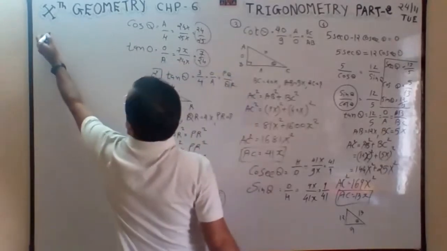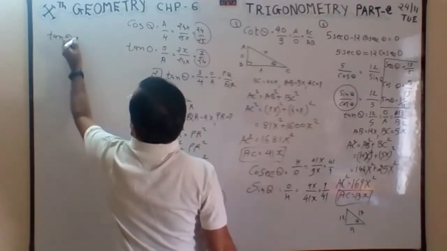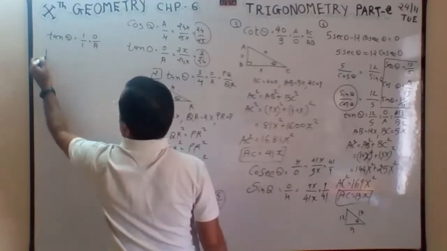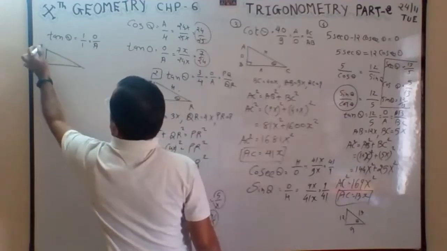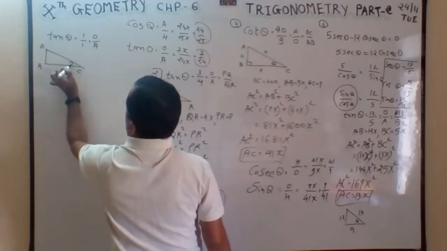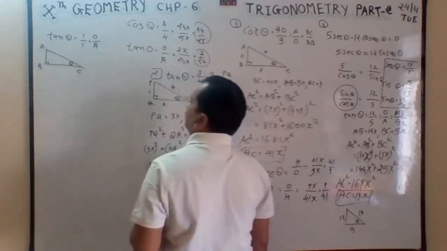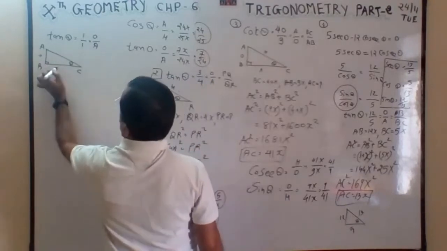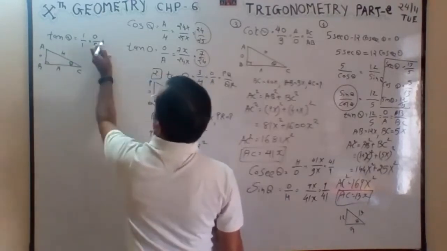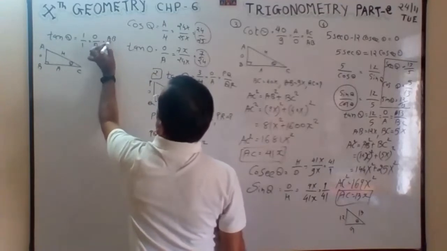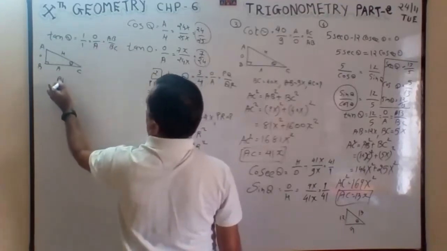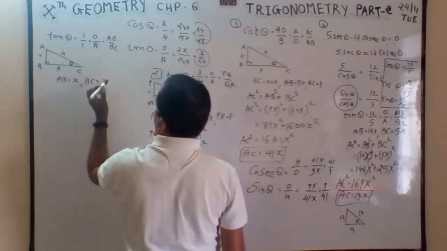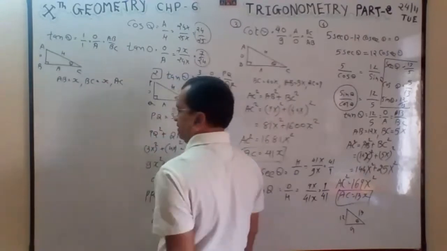Tan theta. Tan theta is equal to 1 means 1 by 1 is equal to opposite by adjacent. Always the right hand side lower part you have to consider as theta. So opposite, adjacent, hypotenuse. So that is AB by BC. So AB is equal to 1x, BC also 1x. Find AC by Pythagoras.